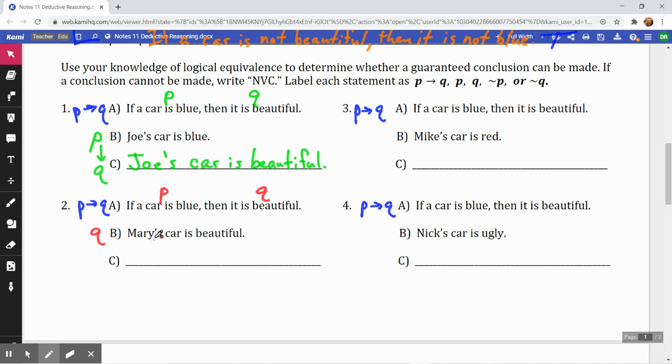And there might be some speculation here, but there's not necessarily a guarantee, right? Maybe Mary's car is blue because we know blue cars are beautiful, but we don't know if other colors are also considered beautiful. So this is a time where we're going to put no valid conclusion. We know Mary's car is beautiful, but we don't actually know what color that would be. Could be blue, could be something else. And so there's a reason for this as well.